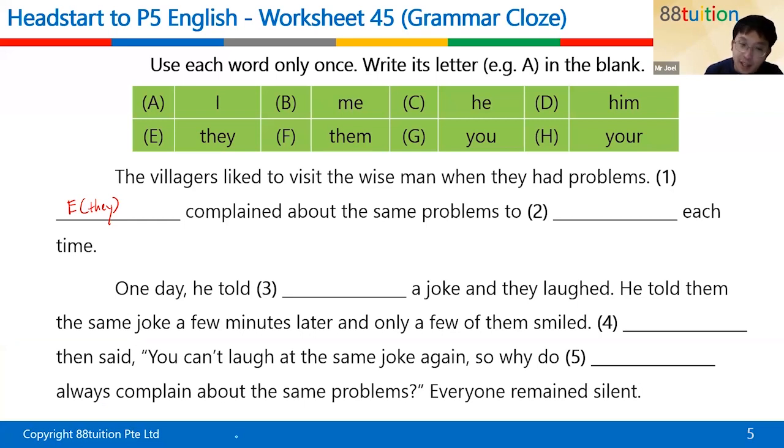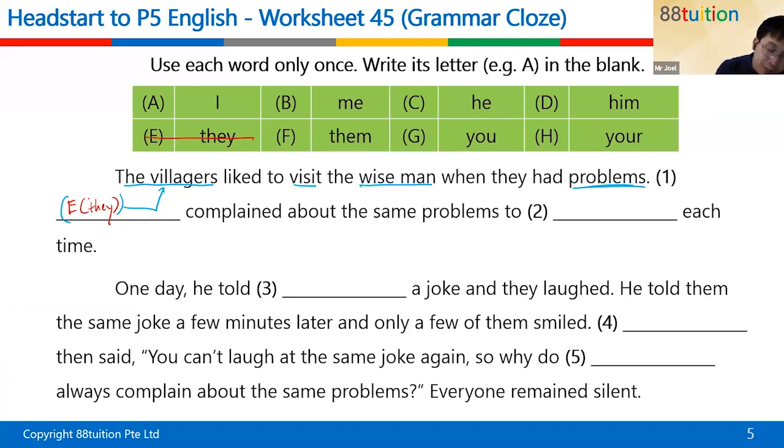Who does the "they" over here refer to, Zoe? The villagers, very good. So we know that this is definitely the answer. "They" refers to the villagers because the villagers were the ones visiting the wise men, right? So about their problems, they would be the ones complaining. The wise men would be the one listening. So you are correct. All right, the answer here is "they".